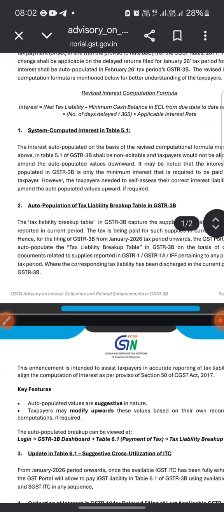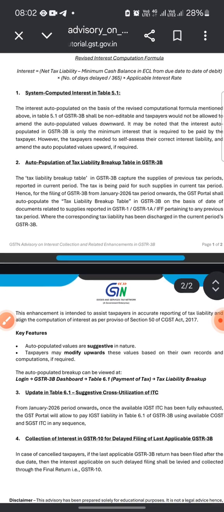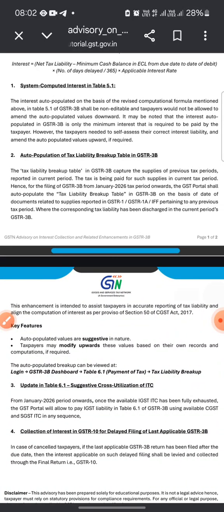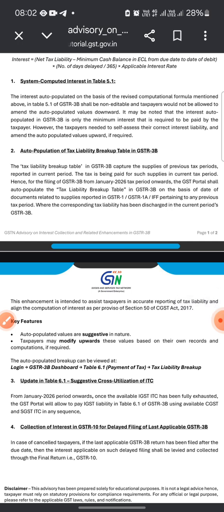System computed interest in table 5.1. Interest auto-populated on the basis of the revised computation formula mentioned above in table 5.1 of the GSTR 3B shall be non-editable, and taxpayers would not be allowed to amend the auto-populated values downward. Note that the interest auto-populated in GSTR 3B is only the minimum interest that is required to be paid by the taxpayer. However, taxpayers need to self-assess their correct interest liability and amend the auto-populated values upward if required.